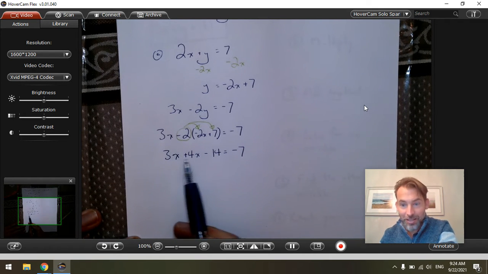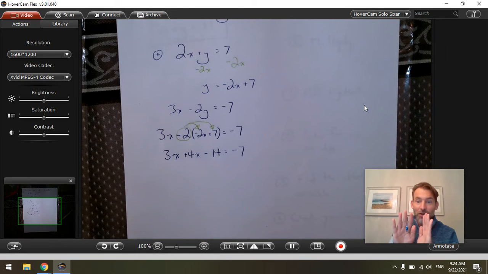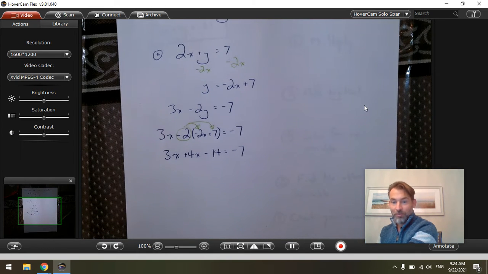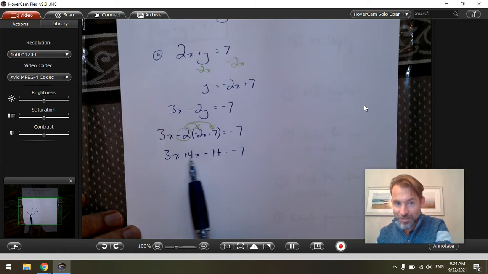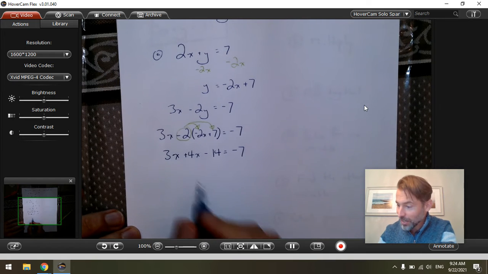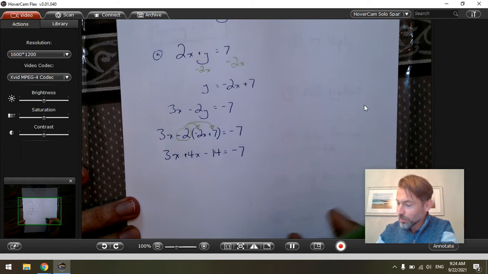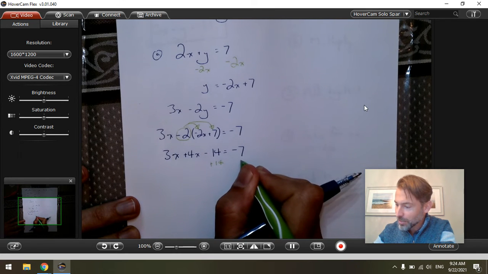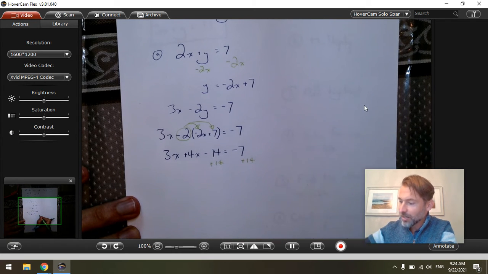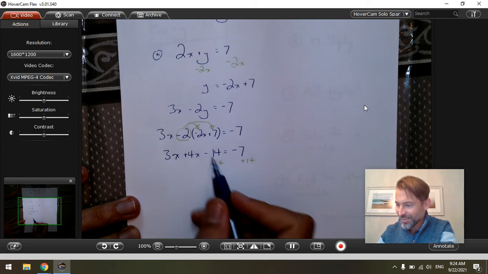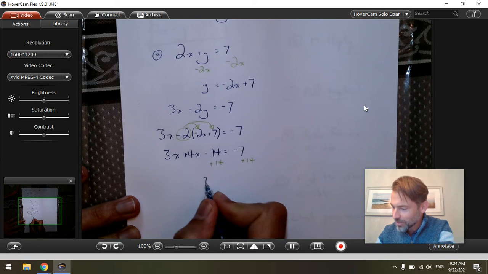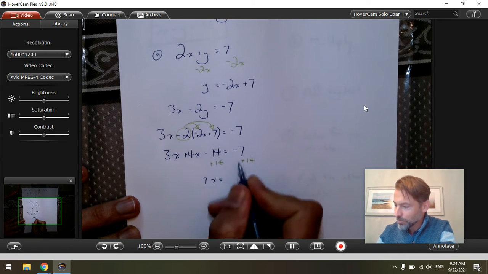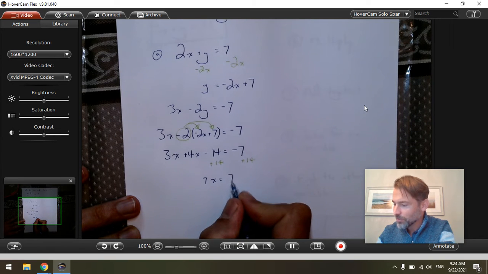Now, I just need to collect my like terms, and I push all of the numbers to one side of the equation and all of the letters, all the variables, to the other side. So conveniently, the x's are on the same side of the equation already. I just need to add 14 to both sides, and then that goes to 0, and I have 7x equals negative 7 plus 14, that's 7.